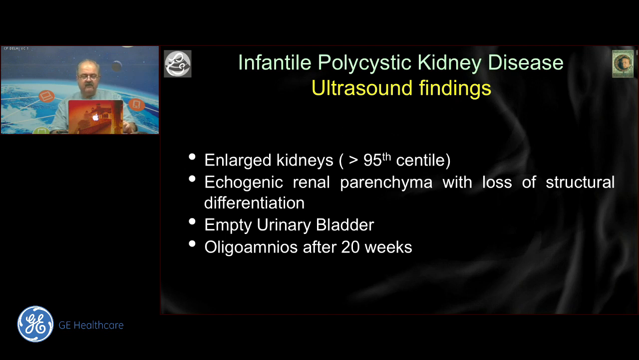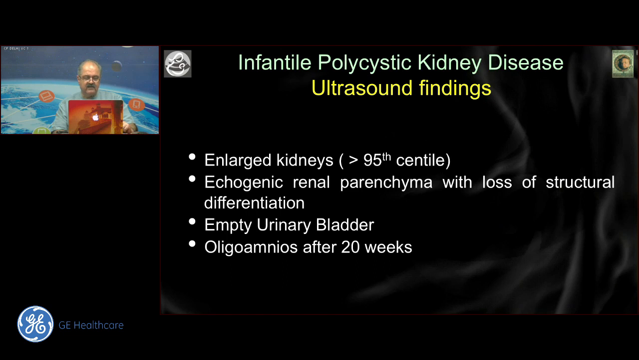Also, very often once you cross over 22 weeks, you will realize that there's an empty urinary bladder and oligoamnios. But do remember that you might miss this diagnosis completely, because the kidneys between 18 and 20 weeks might look completely normal. And therefore, if there is a background, then just call the patient right back for a review at 22 weeks of gestation.